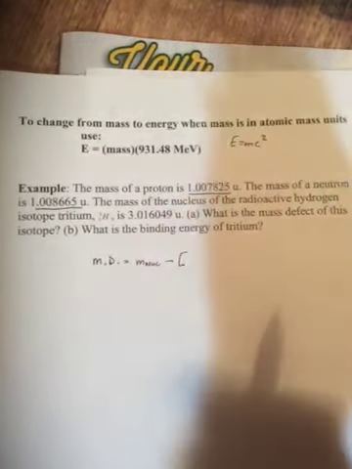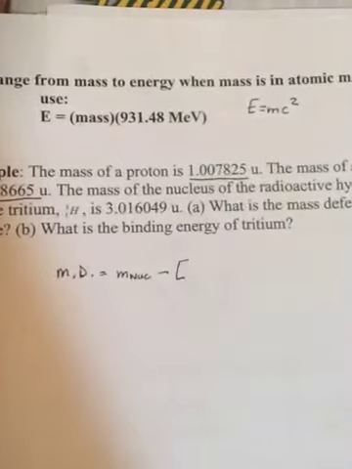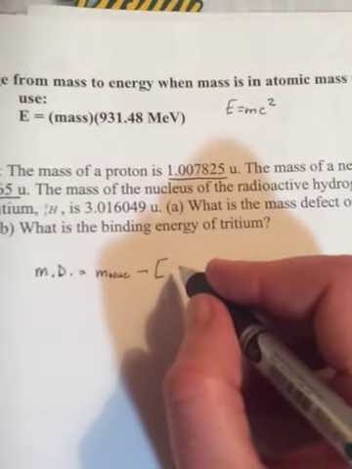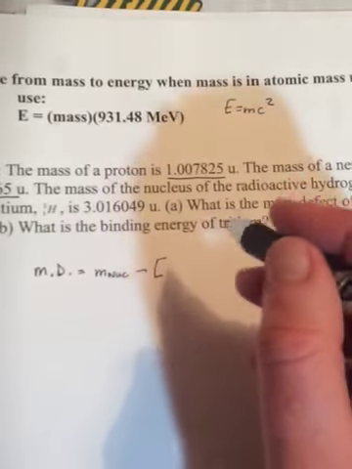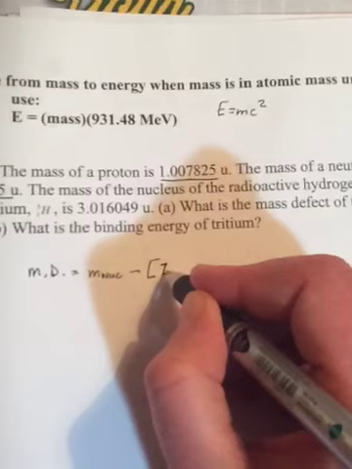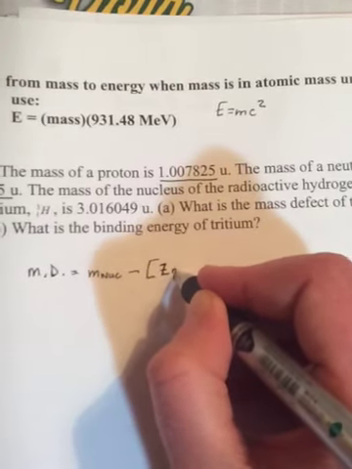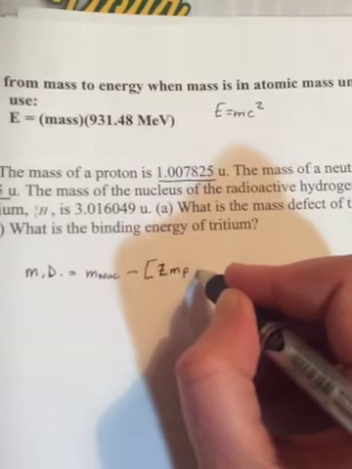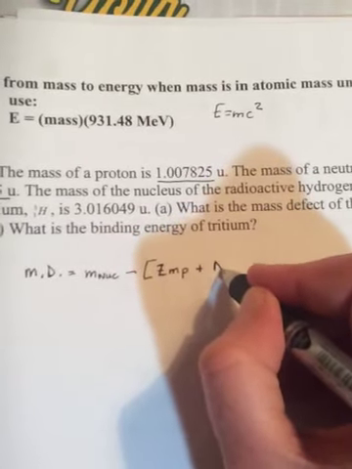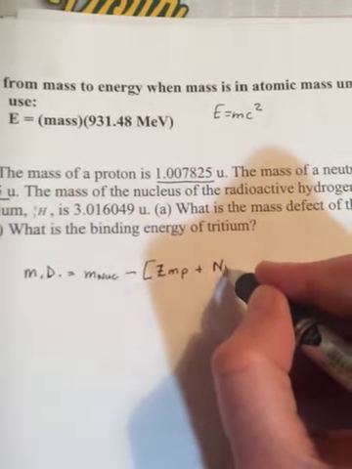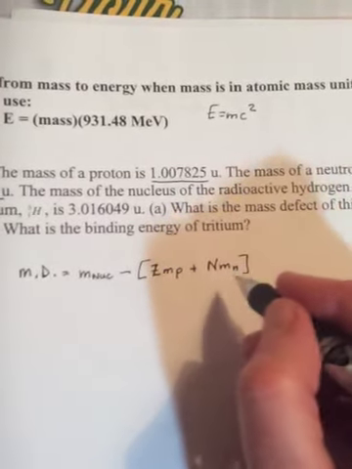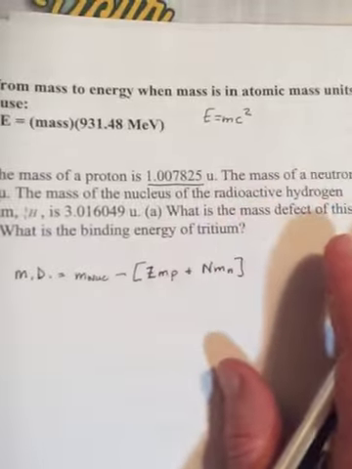Okay, so for the example, we have the mass of the nucleus minus the total mass of the protons and neutrons. We know the number of protons is Z, so you could write this as Z times the mass of the protons, and it's all in the brackets, so plus the number of neutrons, often written as N, times the mass of the neutrons.